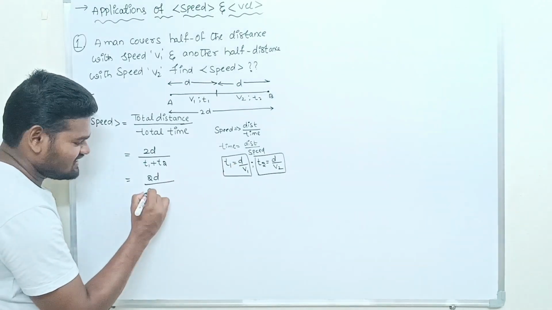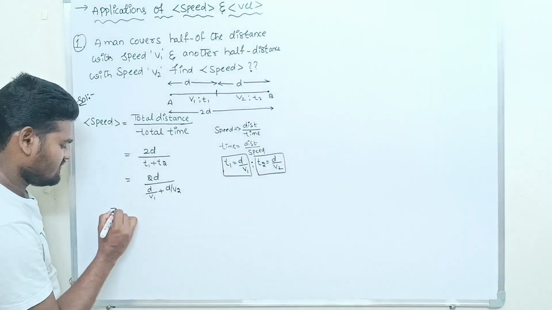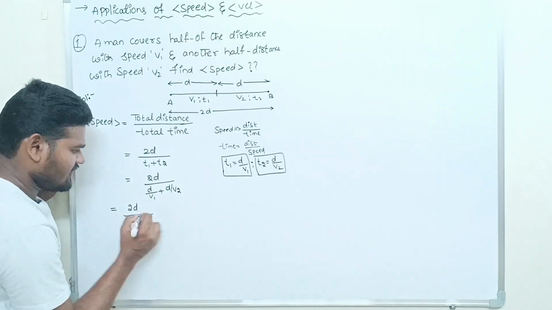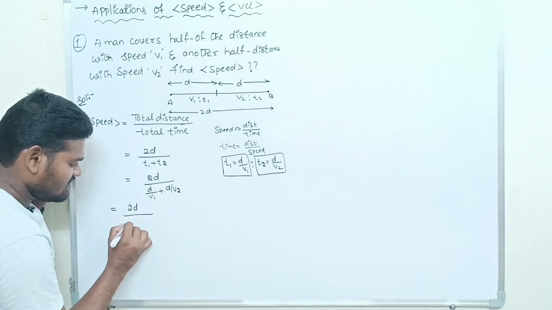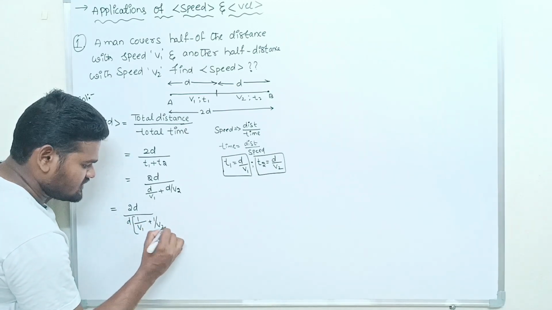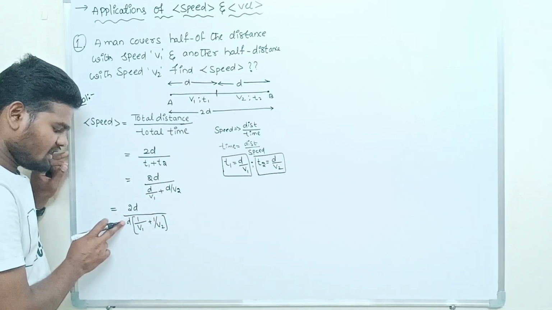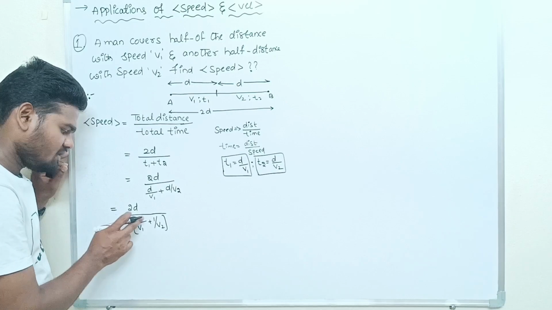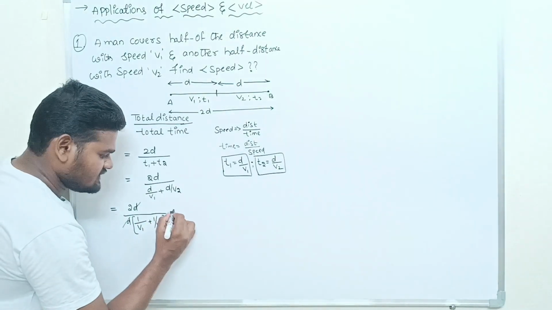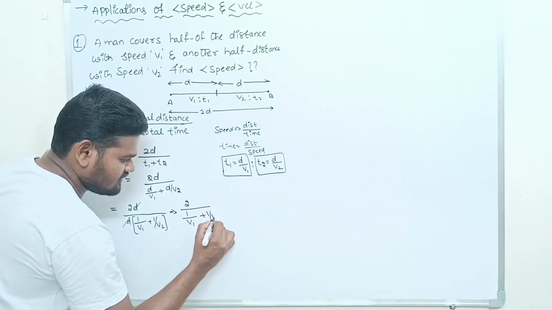Right. So what is T1? D by V1 plus D by V2, which is equal to, I'm just writing this equation as 2D by, have a look, here D is there, here one more D is there. If I take D common, can I write like this? 1 by V1 plus 1 by V2. I'm just taking the common D. Again 1 by V1 plus 1 by V2. If you multiply this D with 1, 1, you will get D by V1, D by V2. Okay. So here D gets cancelled out. Then this is equal to 2 by 1 by V1 plus 1 by V2.